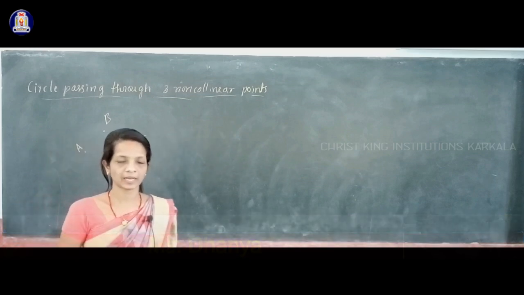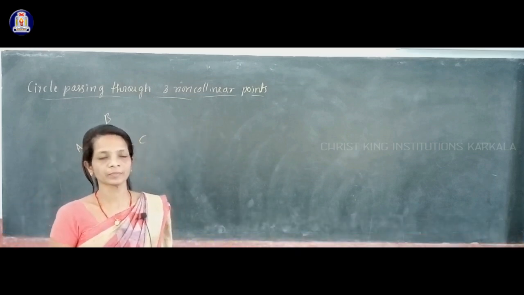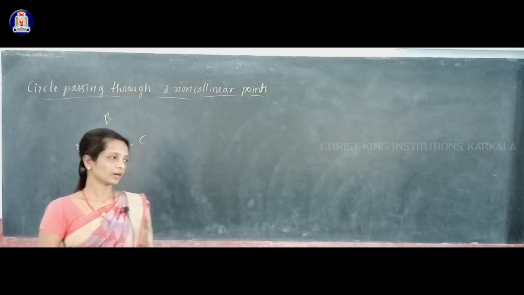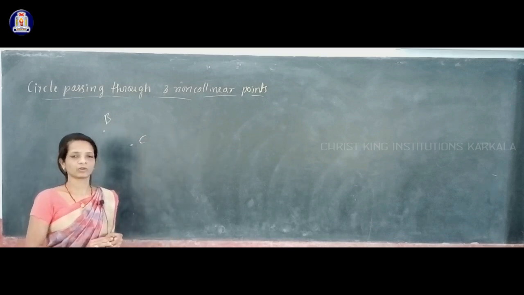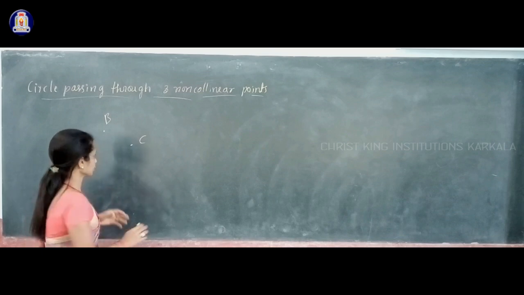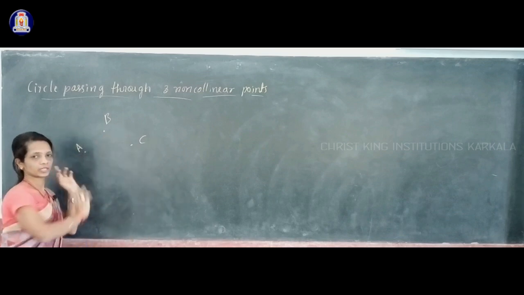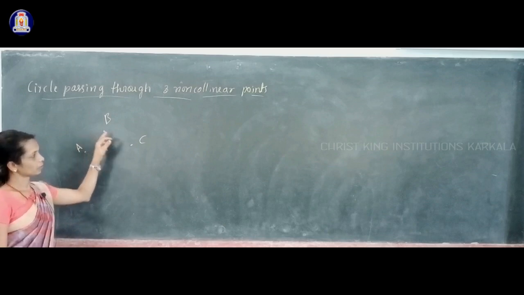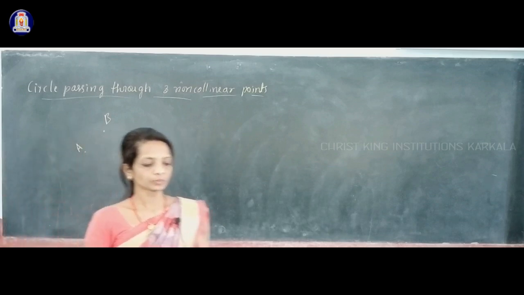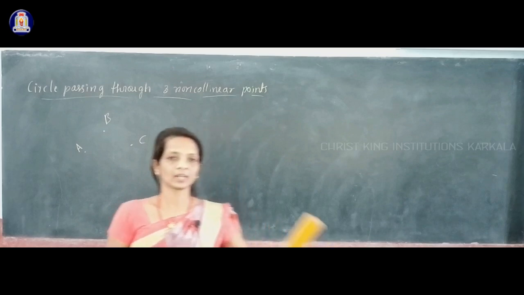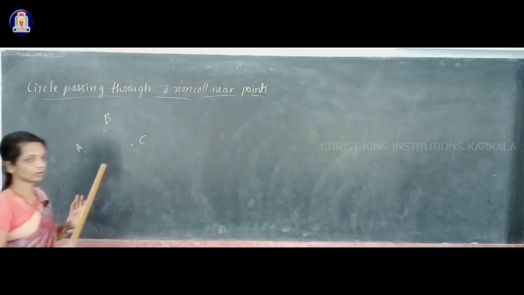If three or more points are on the same line, then we say that the points are collinear points. If three or more points are not lying on the same line, they are called non-collinear points. So we have taken three such points, which are not lying on the same line. Then how to draw a circle passing through these three non-collinear points?